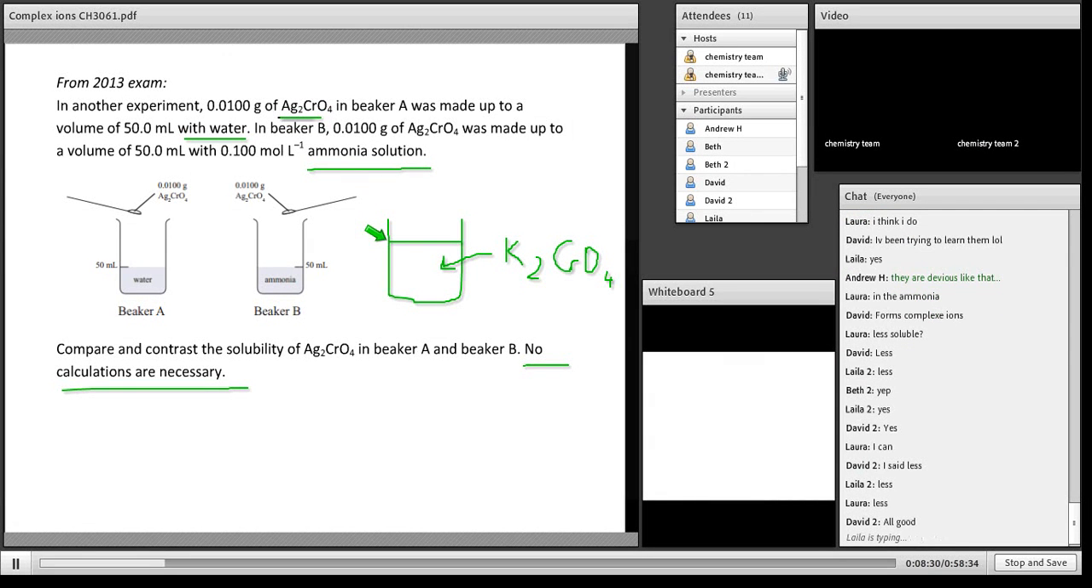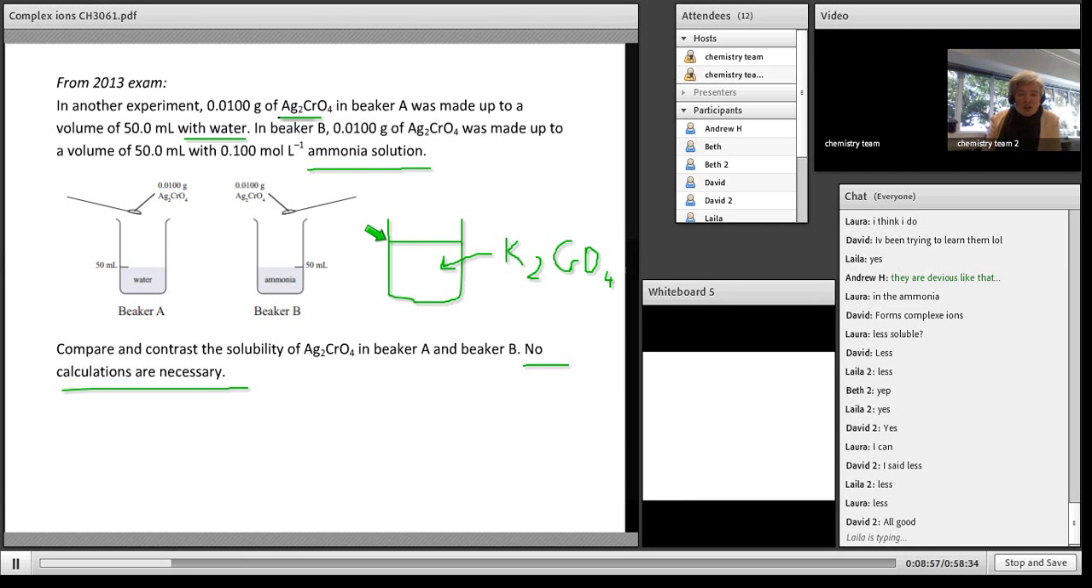So whenever they ask you questions, and especially if they say no calculations necessary, they are either talking about common ions, where something is less soluble, or they're going to be talking about complex ions, where it's more soluble. And there is a third one which you also come across in the teacher marked assignment, where it's pH as well, because an acid can react with a base, and we'll look at that briefly at the end.